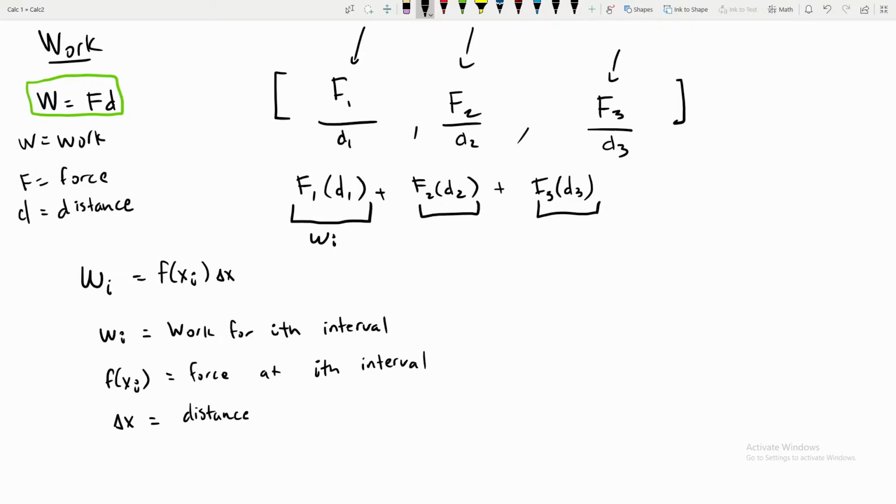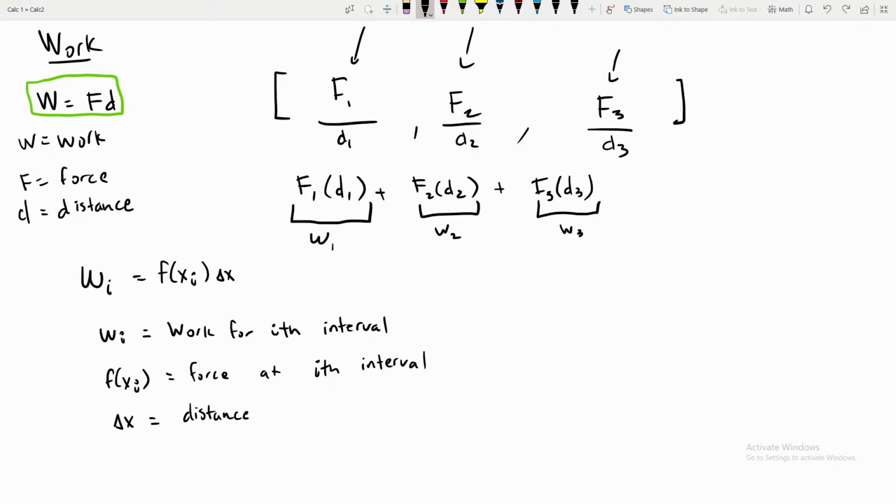This would be w1, this would be w2, this would be w3. And then f of xi, well, in this case we used capital F. However, I want to represent it more as a function. So I'm going to say f at xi, meaning at the ith interval specifically, it's going to be the force, and then delta x is going to be the distance.